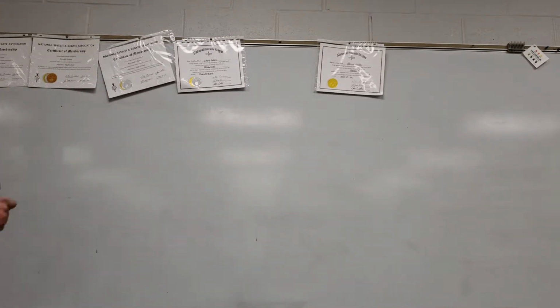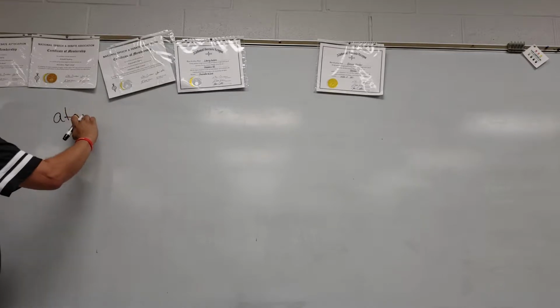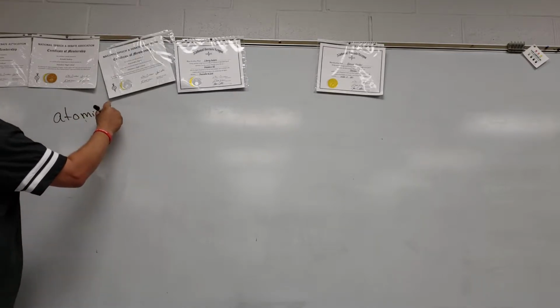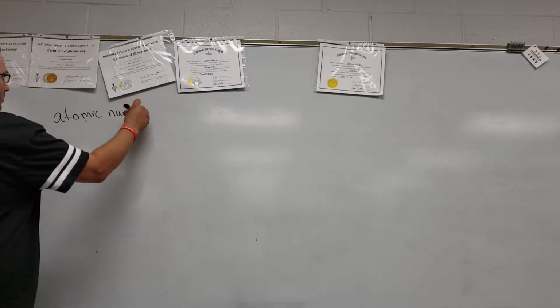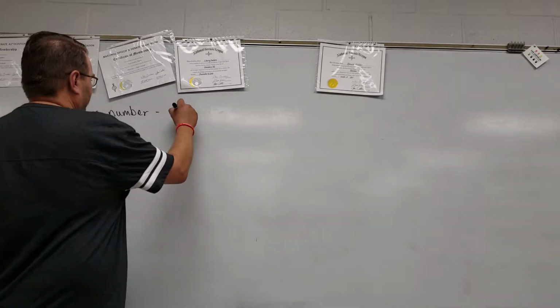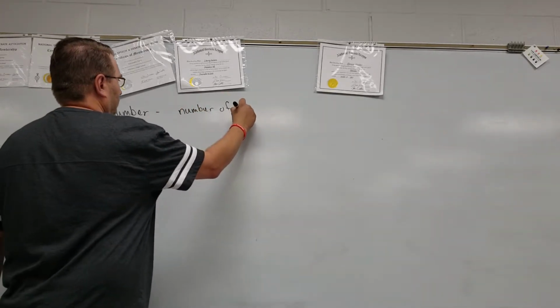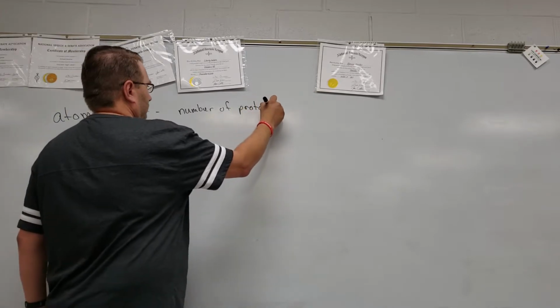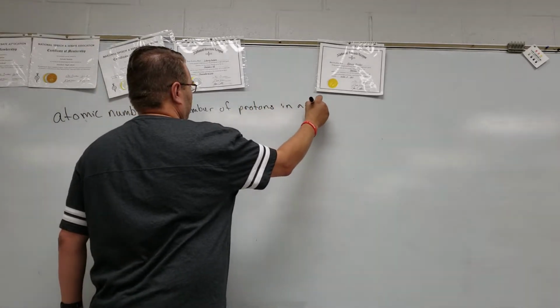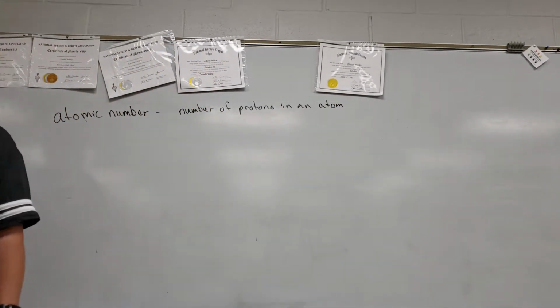Okay. What is atomic number? It's the number of atoms and particles. And the valence electrons. No. It's the positive number. Hey, it was right. Yeah, that's a lot easier. The number of protons in an atom.